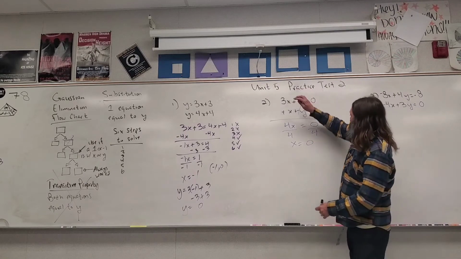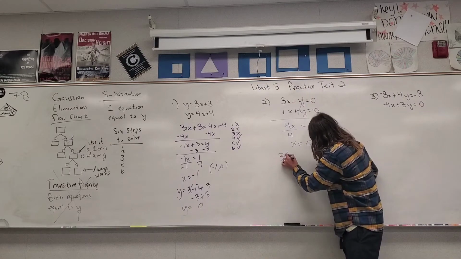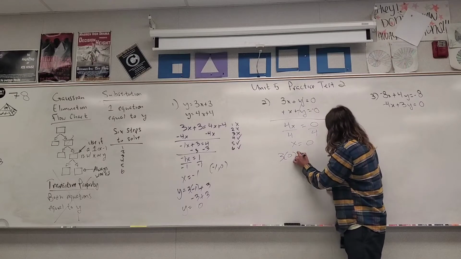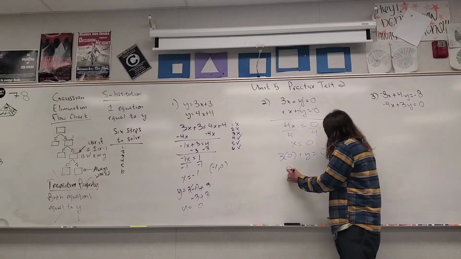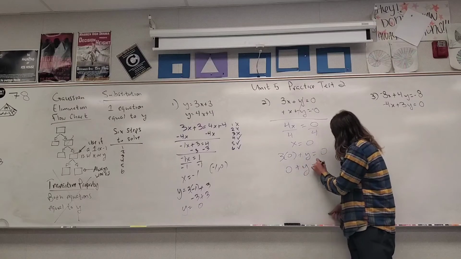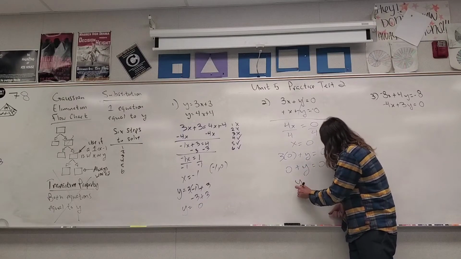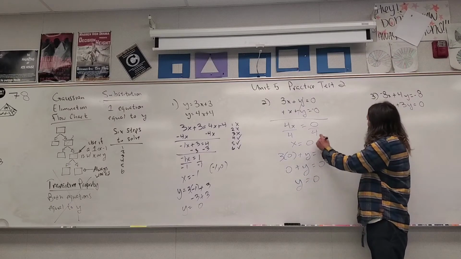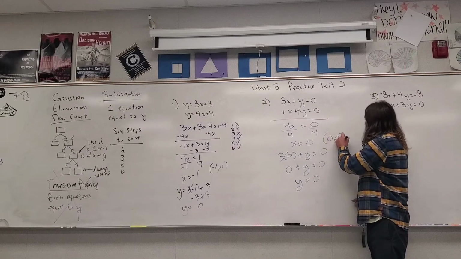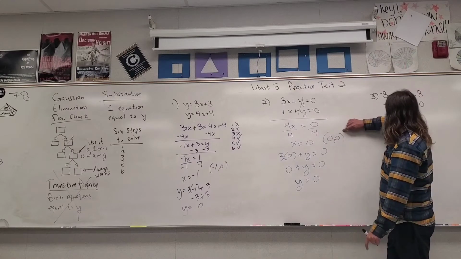I like the top equation. 3 times 0 plus y equals 0. Well, 3 times 0, that becomes 0. 0 plus y equals 0. 0 plus y, that becomes y. Y equals 0. I have my x and my y, and my lines cross at 0, 0.